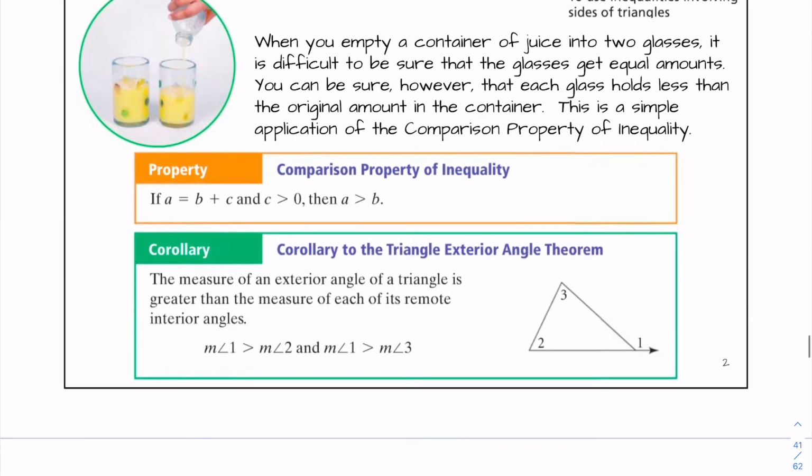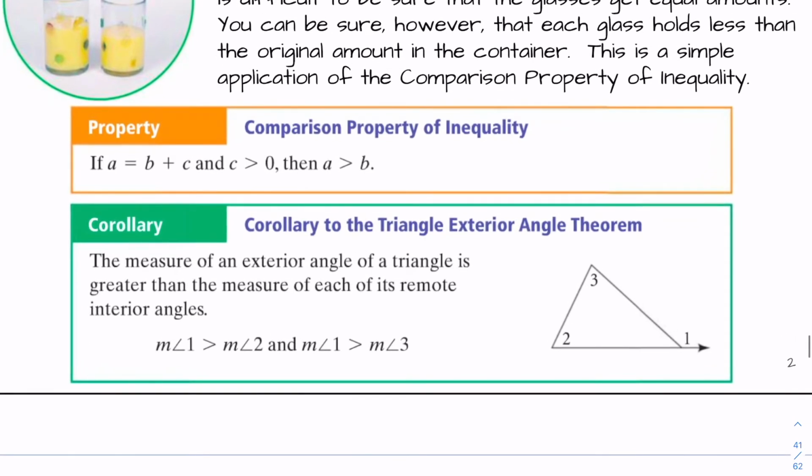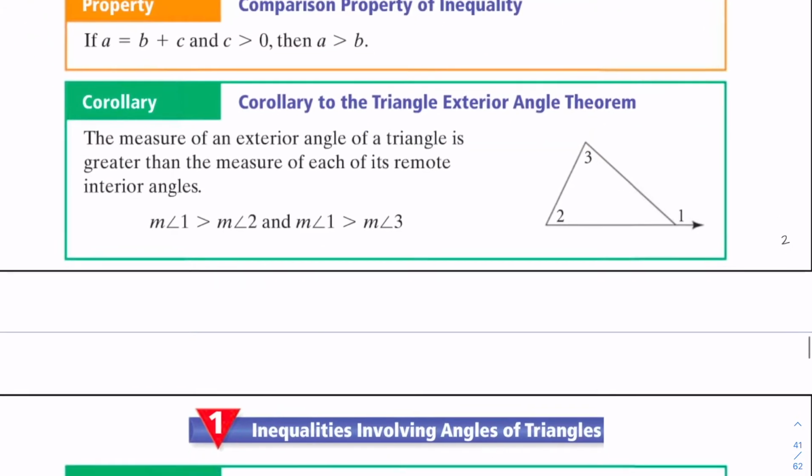And in a triangle, 1 is greater than 2 and 1 is greater than 3 because 1 on the exterior is the sum of 2 and 3. Therefore, it is definitely greater than 2 and greater than 3 individually. So that's your corollary to the triangle exterior angle theorem. Okay. All right, so let's apply that.